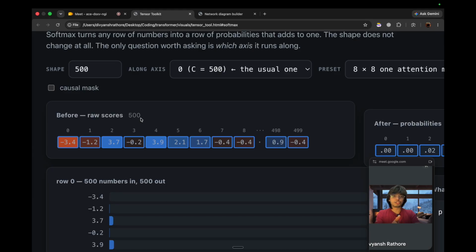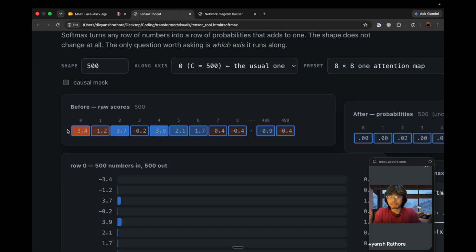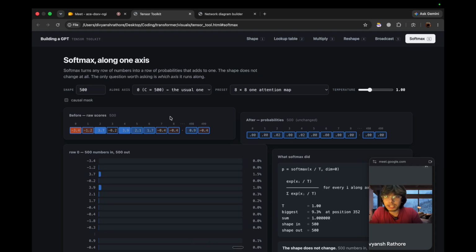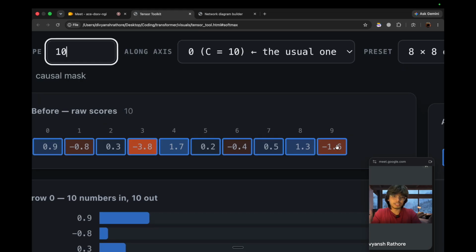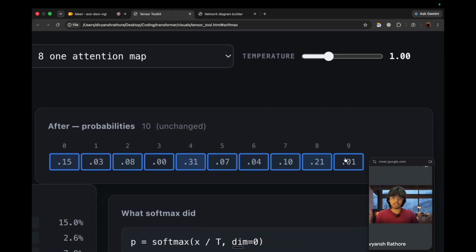And when I'll apply softmax, it turns into probabilities. Right now you're seeing all the zeros, not all zero basically, because these are negative terms, so they are roughly 0 here. Let's say we have only 10 numbers. So these are the logits, and then this becomes our probability. So you get the idea. We make every term positive and divide by the total. That basically makes sure that everything adds up to 1.